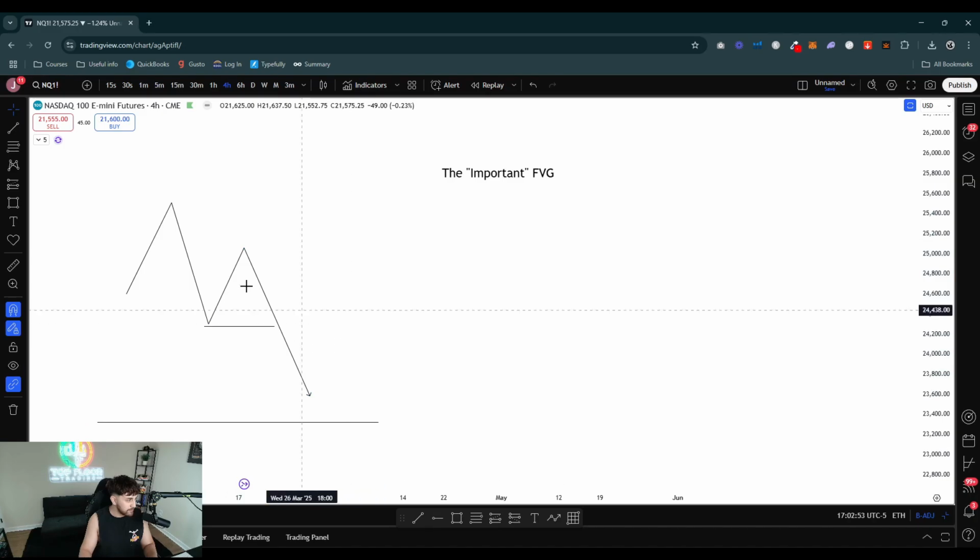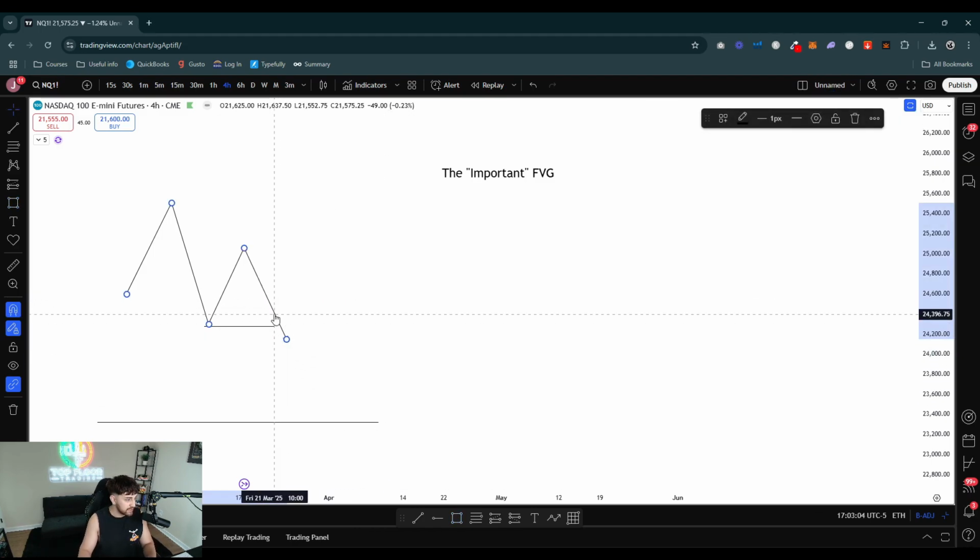So the fair value gap that I am putting emphasis on, and the ones that I'm talking about, are going to be the fair value gaps that form either after breaking this low, or even if price action has swept this low, meaning like a wick, and we haven't closed a body below this low.